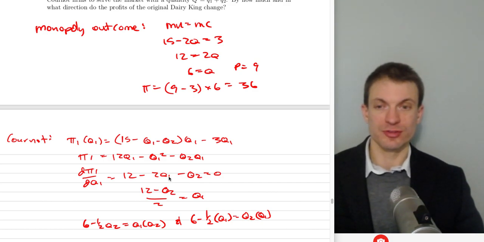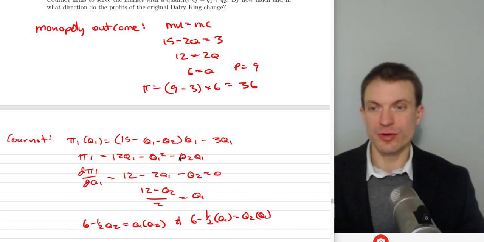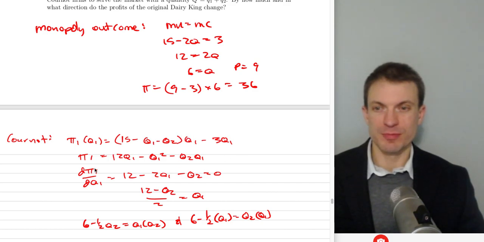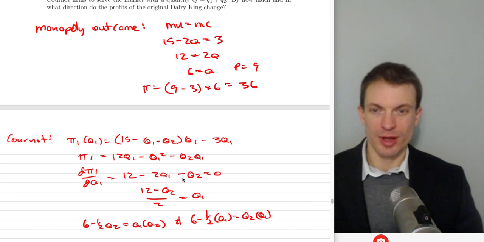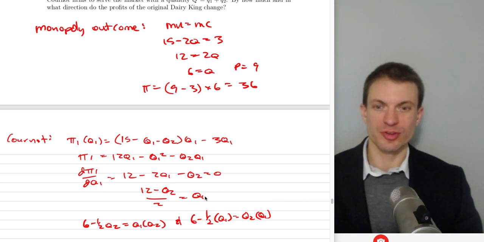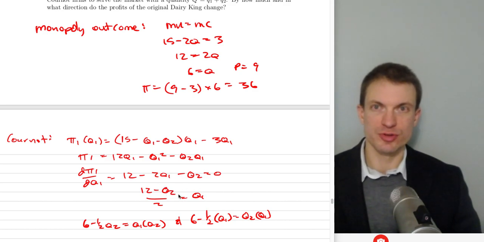Okay, so first what I'm going to do is distribute this Q and then simplify. So I've got 15Q1 minus 3Q1 is 12Q1. Q1 times Q1, Q1 squared. Q1 times Q2 is Q2Q1. Take the derivative, I'll have 12 minus 2Q1 minus Q2 is equal to 0. Solving for Q1 gives me firm 1's choice as a function of firm 2's choice. This is firm 1's best response to firm 2's quantity choice.